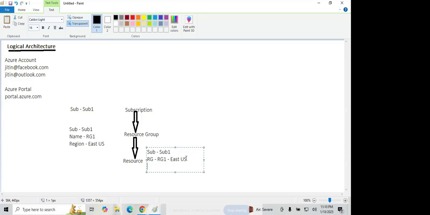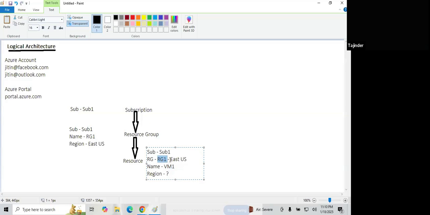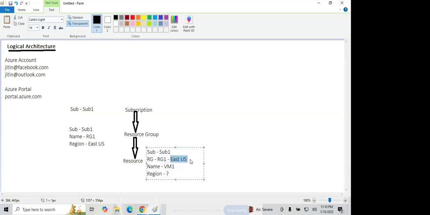Let's say I'm trying to create a virtual machine. It will ask us for the name of the virtual machine. Let's say I give it the name VM number 1. And then it will ask us in which region we would like to deploy this. Now, the question that may come to mind is: we are deploying this VM number 1 in RG number 1, and RG number 1 is in East US. Then why is it not deploying this VM number 1 in East US?